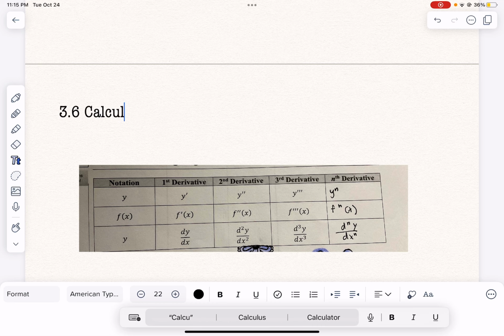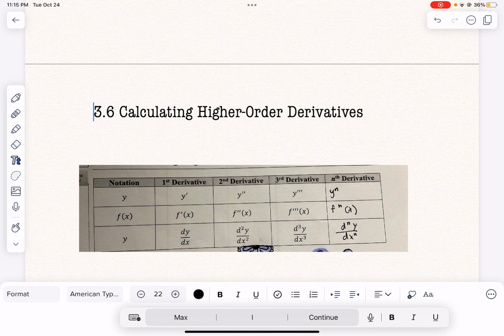We are finally on the last little subunit of Unit 3, and today we are going to be calculating higher order derivatives. And this is a lot easier than it sounds, and we've kind of already been doing it already, but it's all good.